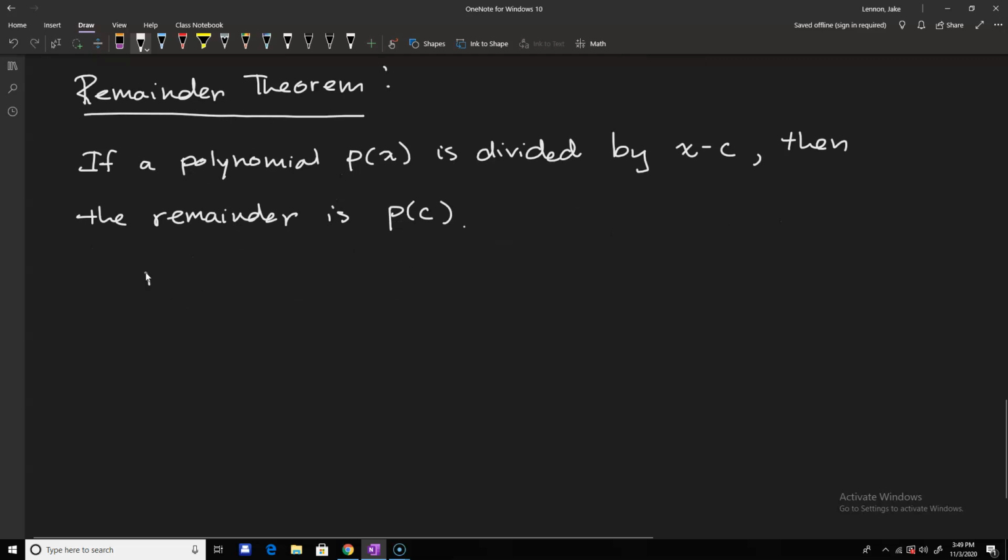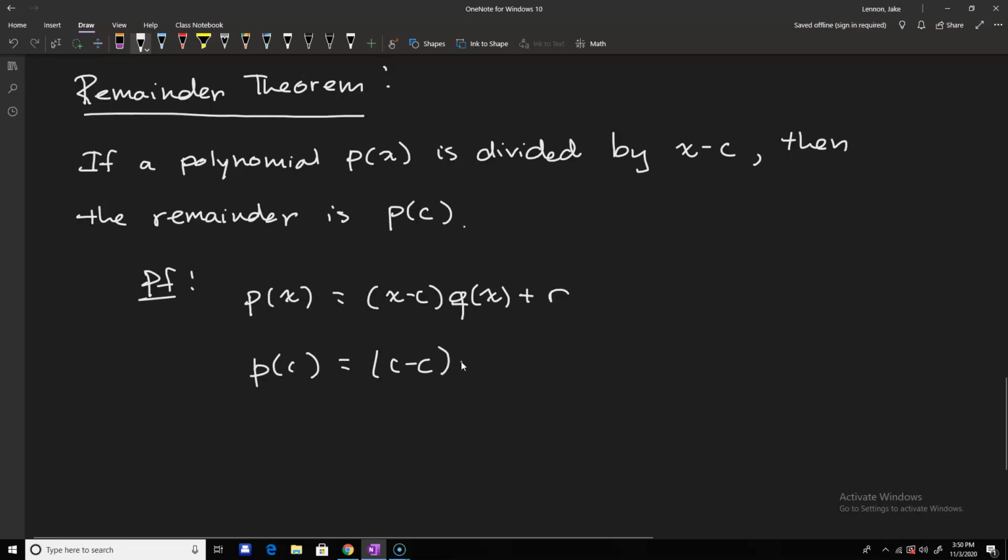Right, I mean, a quick sketch of the proof is just if you have p of x is equal to some x minus c polynomial times your quotient plus the remainder. If you plug in c into this polynomial, you would end up with c minus c times q of c plus the remainder, and we see that the value c plugged in is actually just equal to the remainder. So fairly quick proof there.